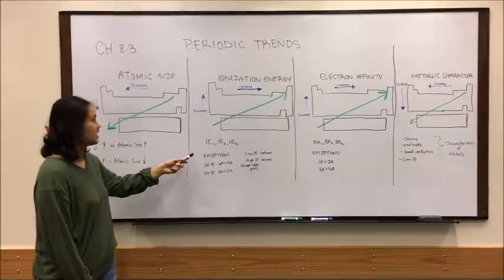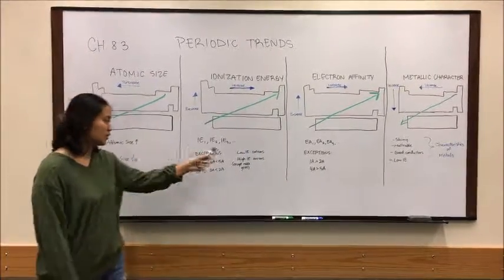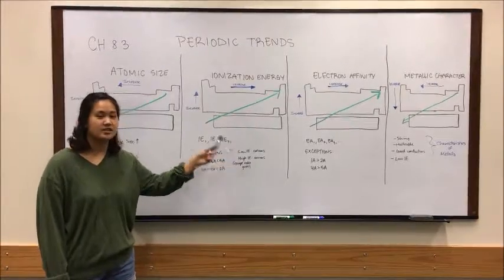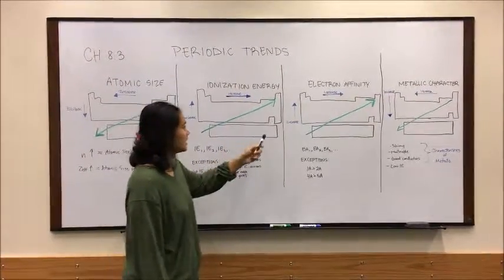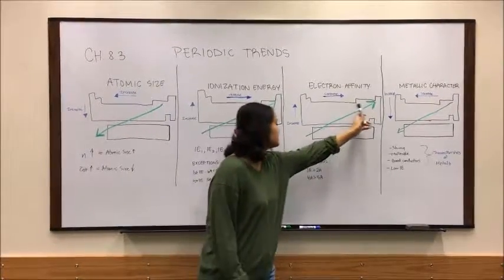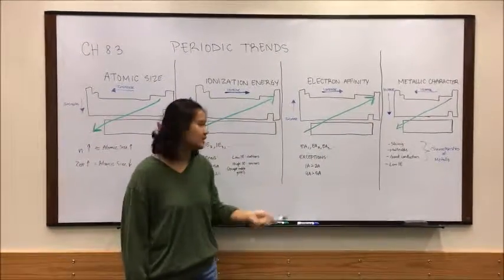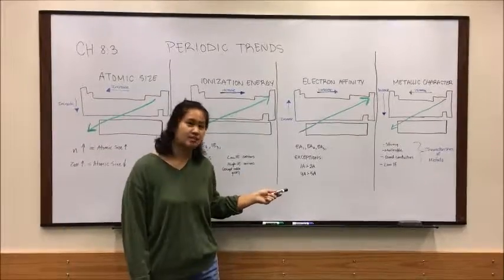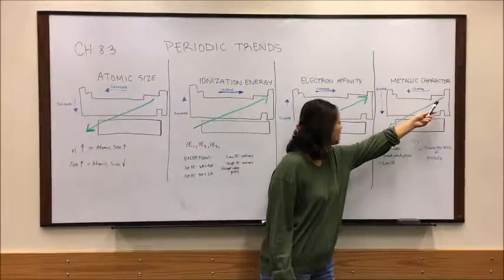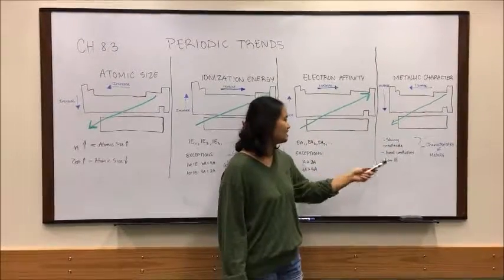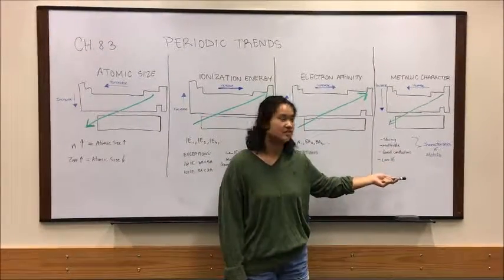There are some exceptions to ionization energy, and elements with low ionization energy tend to form cations, and those with high ionization energy tend to form anions. Next is electron affinity, which generally increases in this direction and is also successive, and also contains exceptions. Lastly is metallic character, which generally increases in this direction, and these are some of the characteristics of metals.